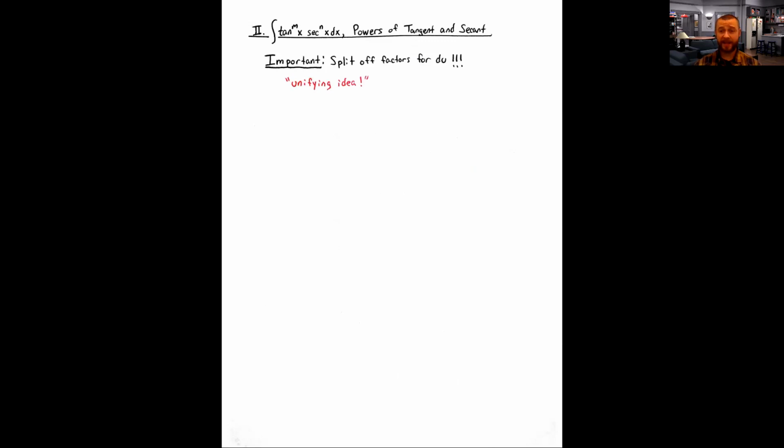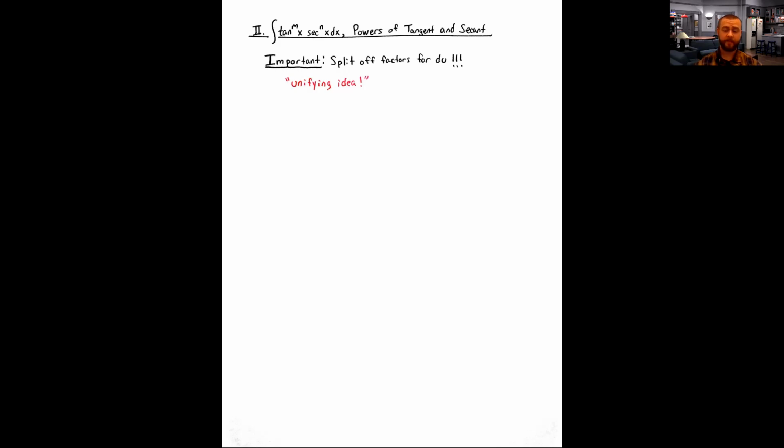Again, in the standard way to teach this topic within a Calculus 2 course, most professors probably resort to telling their students to just memorize the different cases. Do this if m and n are certain combinations of being even or odd. That works. It'll get you through the course, but I find that with that approach students lack seeing how everything fits together. Again, to try to get you to see that, our unifying idea for all of our trigonometric integrals is we split off factors for the differential du. And then we work backwards. Whatever we split off for du, we then determine what the u should be from that.